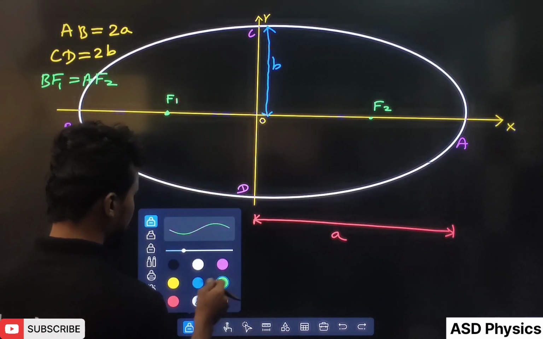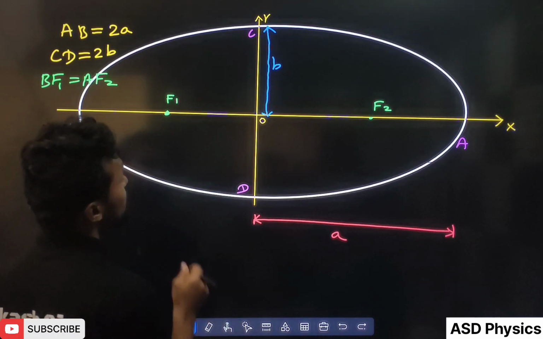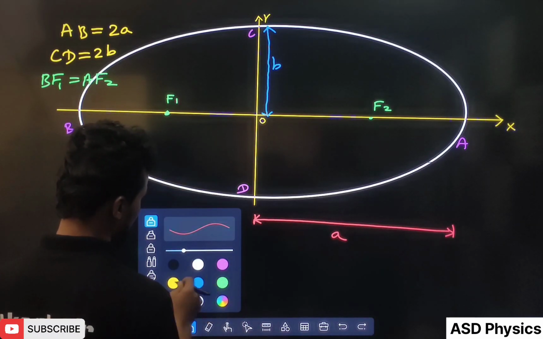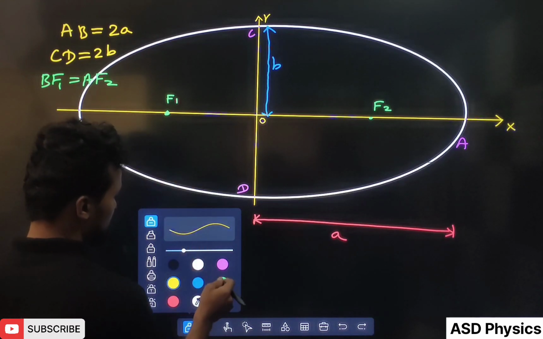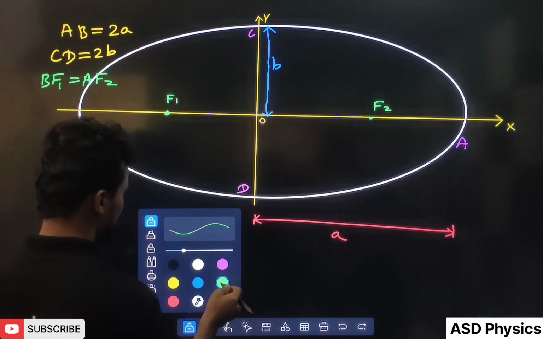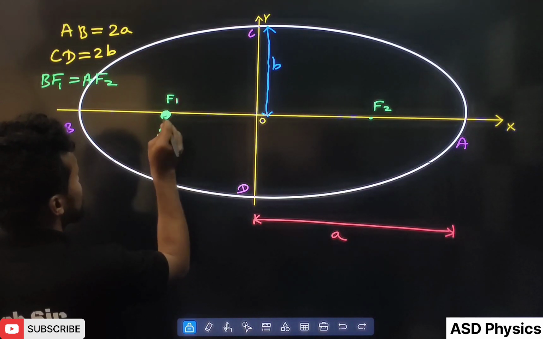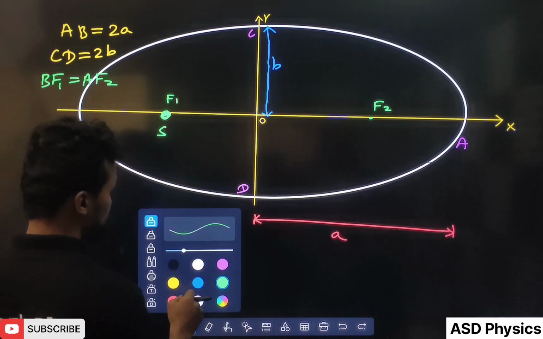Now students, let's talk about the sun. Where is the sun? The sun is at one of the foci. Let me draw the sun here with which color? I am taking green. Now this is the sun. So the sun is at one of the foci.